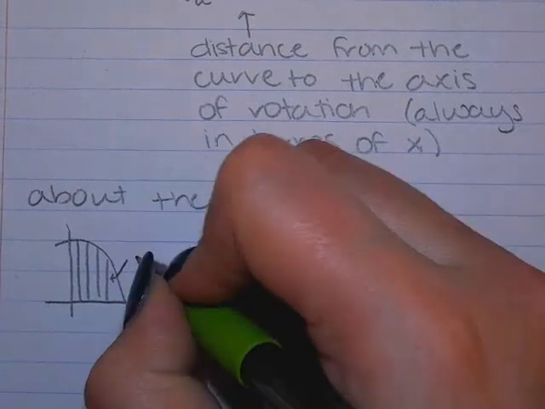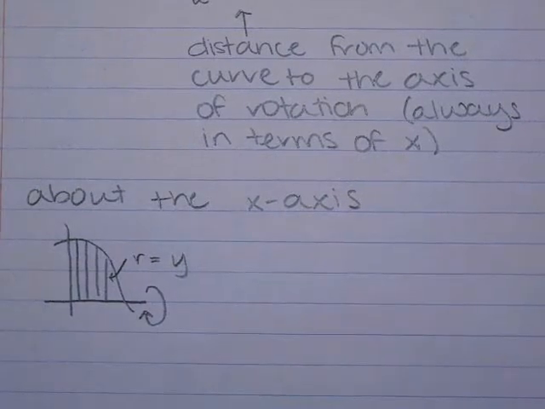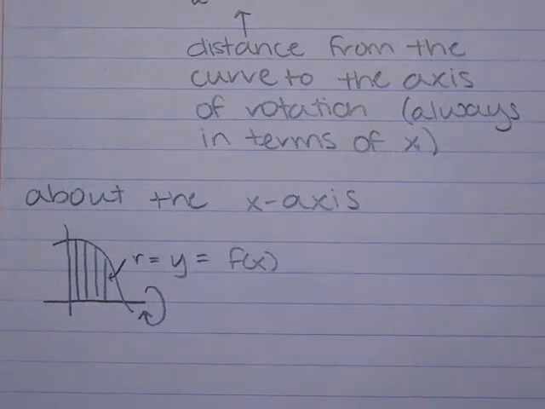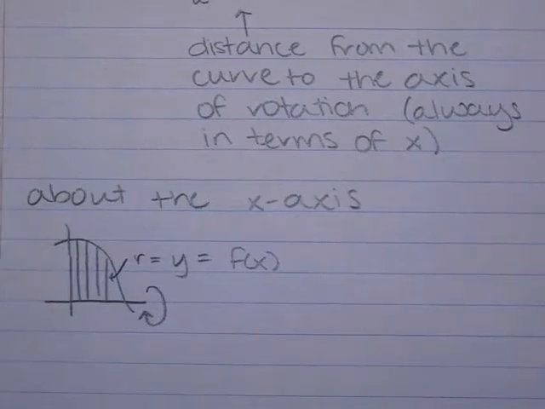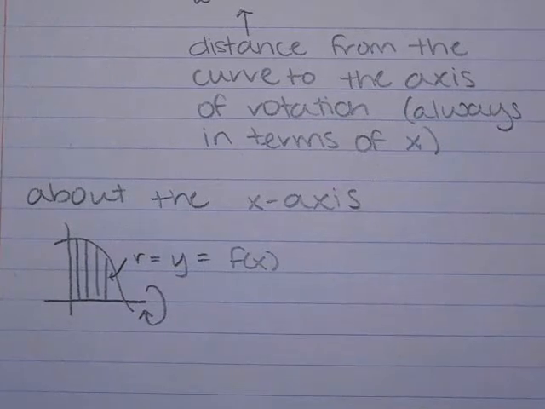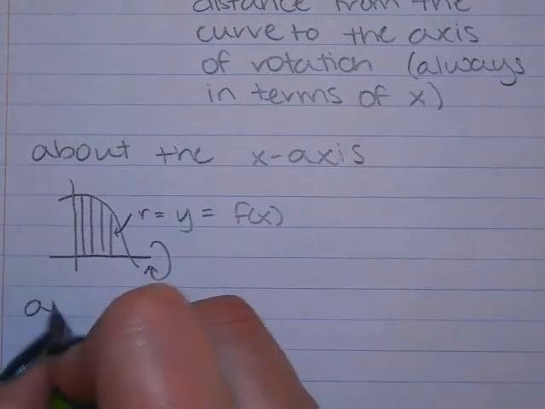Okay. Now that radius is whatever the y-coordinate is, but the y-coordinate can be written as a function of x. Does that make sense? So the function of x is what we're actually going to use there. So if this curve was like negative x cubed plus 2x, that's what we would use. So it's the y-coordinate, but that y-coordinate can be written in terms of x, and so that's how it's in terms of x.